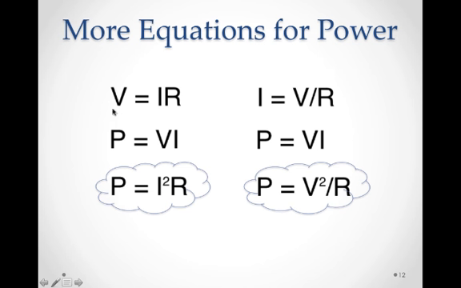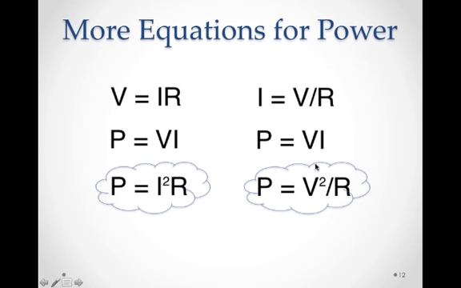If we use Ohm's Law, V is equal to I times R, and plug IR in for V here, we can also see that power is equal to I squared times R. So this power equation is quite useful when you want to know about power losses in conductors, when you know the current flowing through the conductor. So P is also equal to I squared times R.